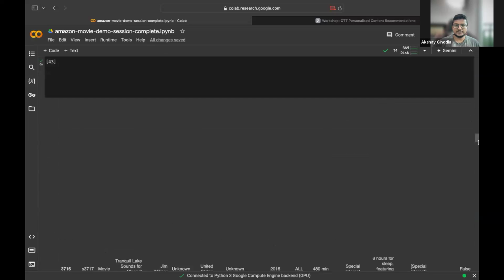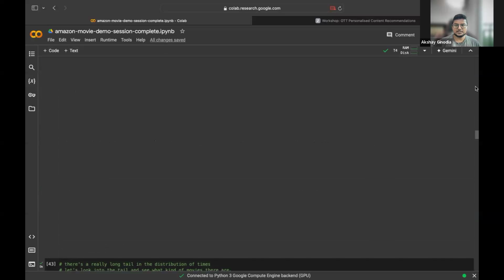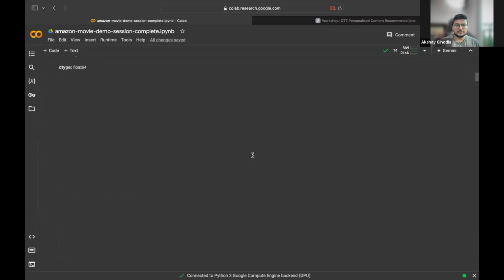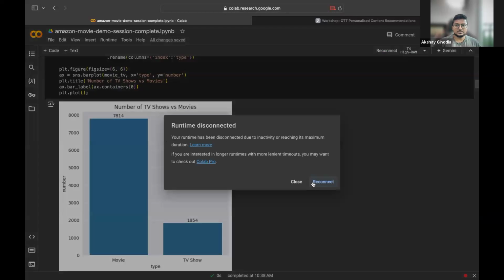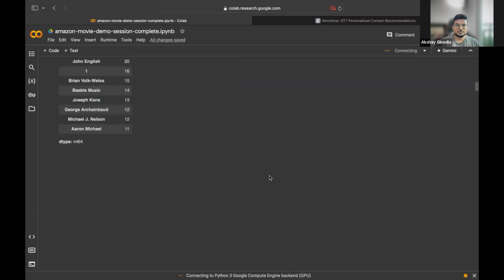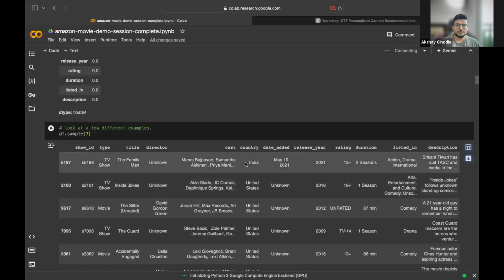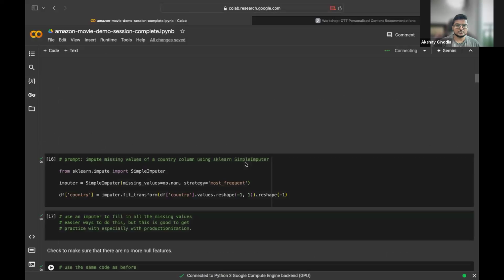I can't, we'll see it later. But most of the movies are coming from the US, right? Based on what we figured out from the data set, that is the most frequently occurring country. Just a moment, I'll get back to where I was.